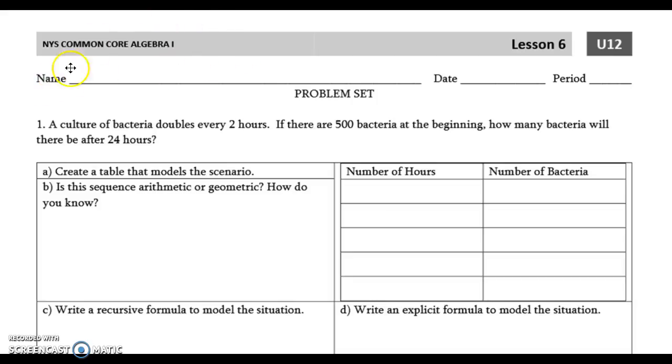Hello students, this video is to help you out with lesson 6 from unit 12, the unit on sequences. I'm going to go over some of the problems from the problem set, and I'm going to try to answer some questions that were emailed to me.